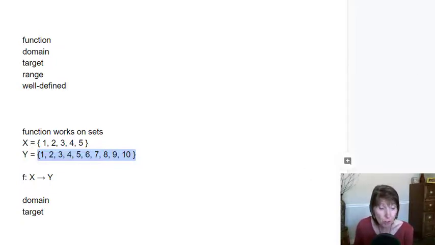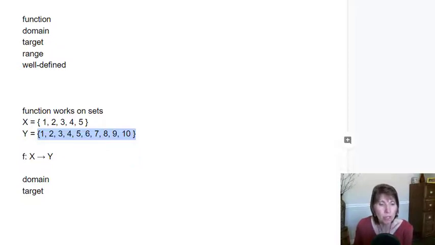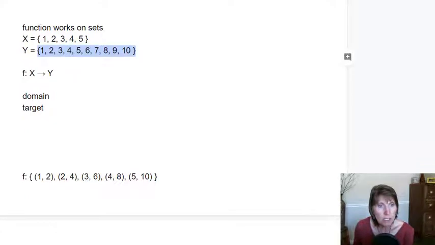Now, there are three different ways that we're going to define a function. Let's look at the first one. The first one is a list of ordered pairs. Notice that the first item in each pair comes from the domain. So there's the one from x. And then it says what it maps to in y. So the second value in the pair comes from the target. So here we have a function that maps 1 to 2. It maps 2, which is the next value in x, to 4. It maps 3 to 6. It maps 4 to 8 and 5 to 10. So this is one way to define a function, and that is with ordered pairs.